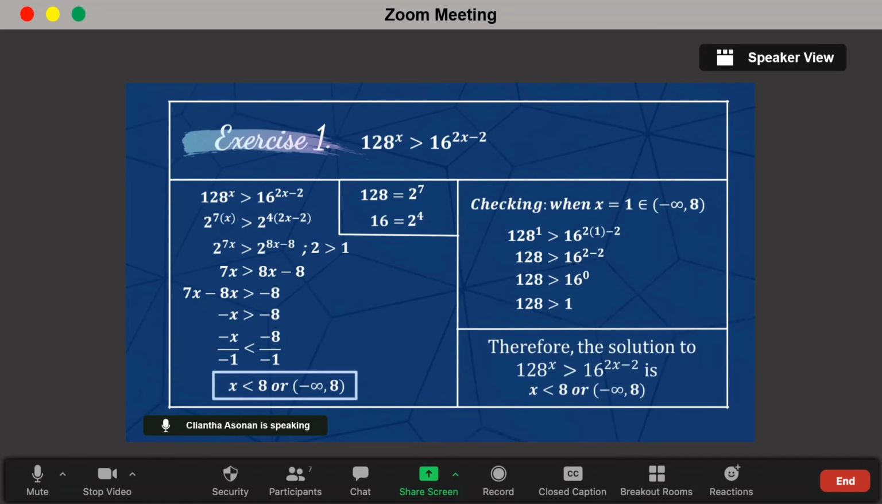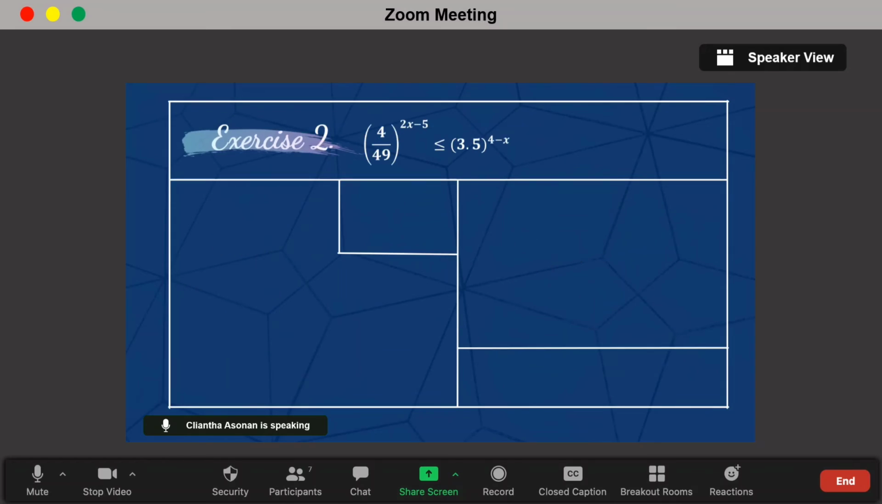Therefore, the solution to the inequality 128 raised to the power of x is greater than 16 raised to the power of 2x minus 2 is x is less than 8. So for the second problem, we have 4 over 49 raised to the power of 2x minus 5 is less than or equal to 3.5 raised to the power of 4 minus x.